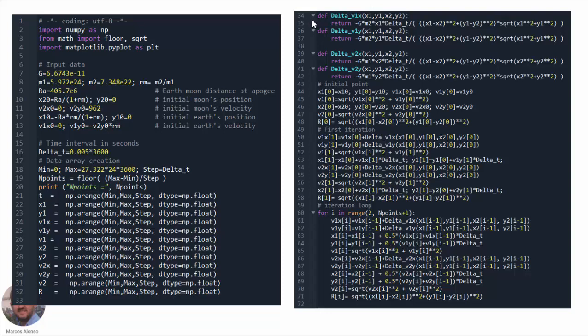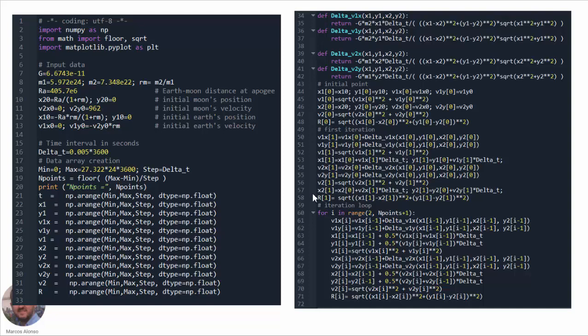So here continues the script. We have here the increment in the velocities for the Earth in the x direction and in the y direction. We have defined here two functions for doing this, and also for the case of the Moon. Then we have the initial point with all the values.